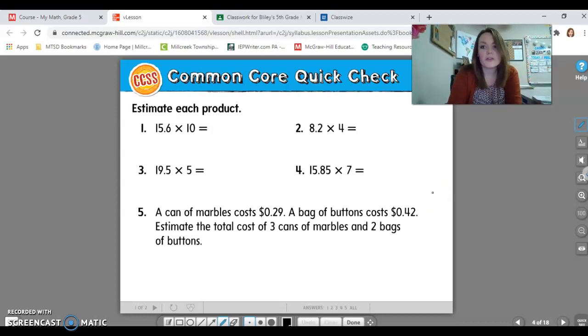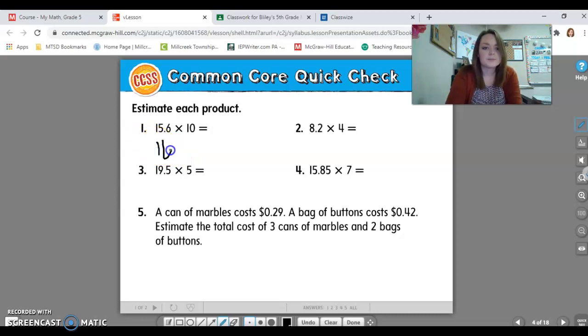We're going to do a little review from our previous lessons. Let's look at number 1. It says estimate each product. Remember, we are going to estimate to get our closest number and then multiply. So we have 15 and 6 tenths times 10. Is 15 and 6 tenths closer to 15 or 16?